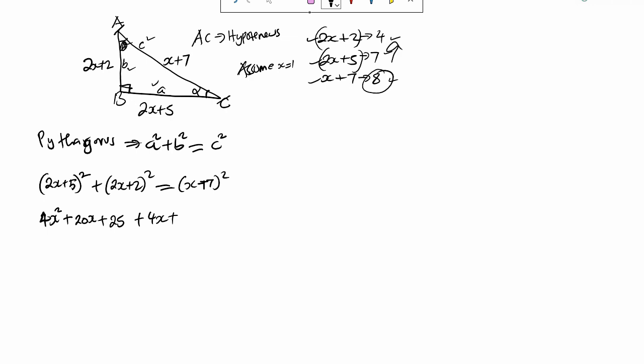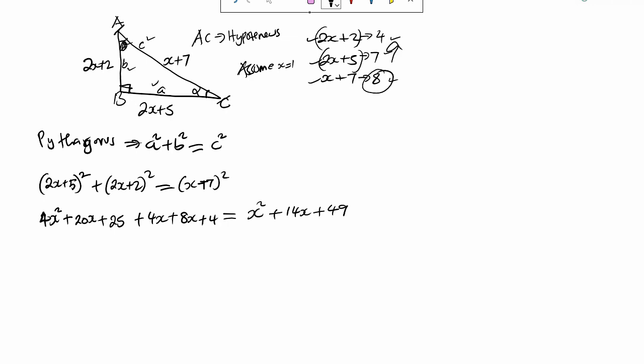We have 4x squared, add to 2 by 4x, because 2x times 2 is 4x, so we shall have 8x plus the square of 2 is 4, and this one equals to x squared plus x times 7 is 7x, and then multiplied by 2 is 14x, and then the square of 7 is 49.